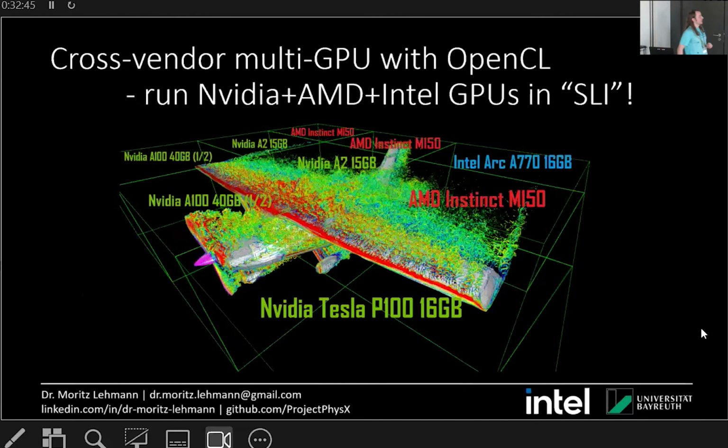Yeah, it is really, really cross-vendor. I've recently demonstrated this on a Frankenstein server with different NVIDIA, AMD, and Intel GPUs. It has 8 GPUs in there, and the A100 40 gigabytes is fast enough so that I can use one GPU to compute 2 domains. Then I have a P100, 2 A2s, Instinct MI50s, and an Arc A770, all 16 gigabyte GPUs. So each domain is around 15 gigabytes in size. And in total, 132 gigabytes with 2.5 billion grid cells.